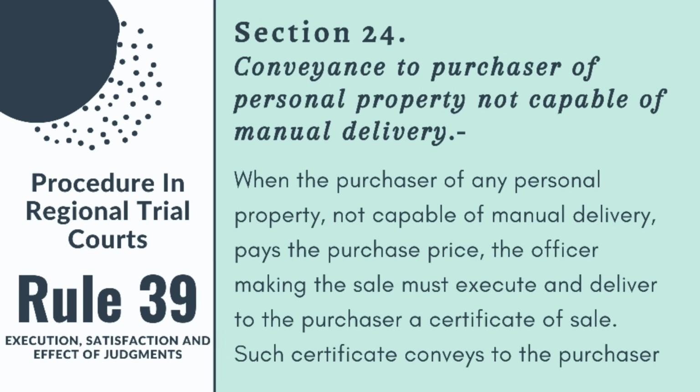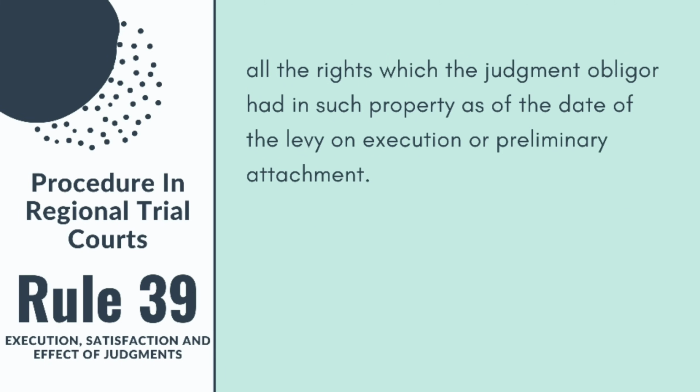Section 24. Conveyance to purchaser of personal property not capable of manual delivery. When the purchaser of any personal property, not capable of manual delivery, pays the purchase price, the officer making the sale must execute and deliver to the purchaser a certificate of sale. Such certificate conveys to the purchaser all the rights which the judgment obligor had in such property, as of the date of the levy on execution or preliminary attachment.